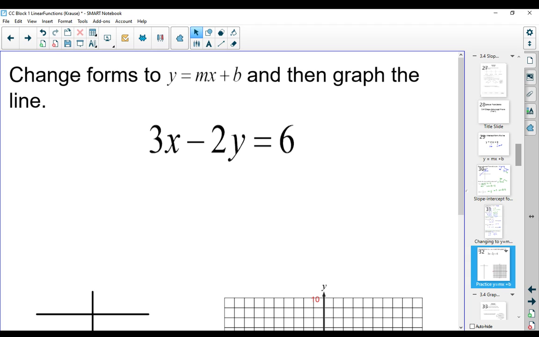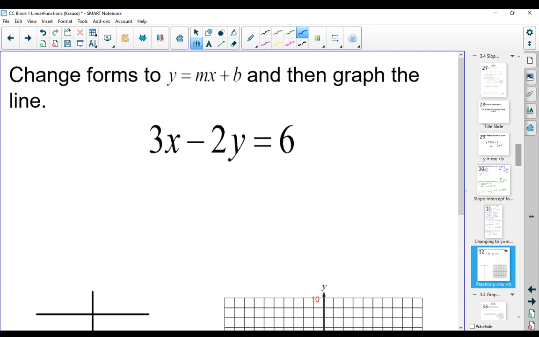All right, so tomorrow or in the next lesson, we're actually going to start looking at graphing equations. We're going to practice one here, but we're going to get into more detail with it tomorrow. So the question says, change forms from y equals mx plus b, and then graph the line. So we have 3x minus 2y equals 6. So this is sort of just a heads up to what's coming.